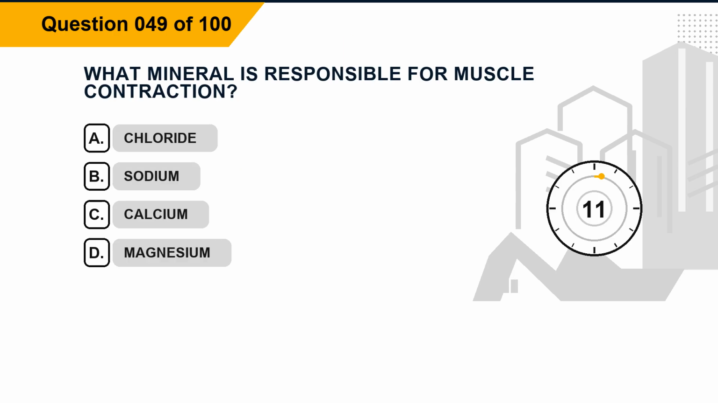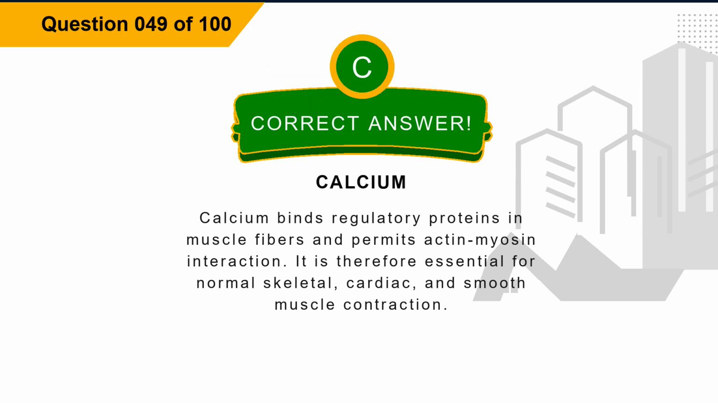Question 49. What mineral is responsible for muscle contraction? Option A, chloride. Option B, sodium. Option C, calcium. Option D, magnesium. The correct answer is option C, calcium. Explanation. Calcium binds regulatory proteins in muscle fibers and permits actin-myosin interaction. It is therefore essential for normal skeletal, cardiac, and smooth muscle contraction.